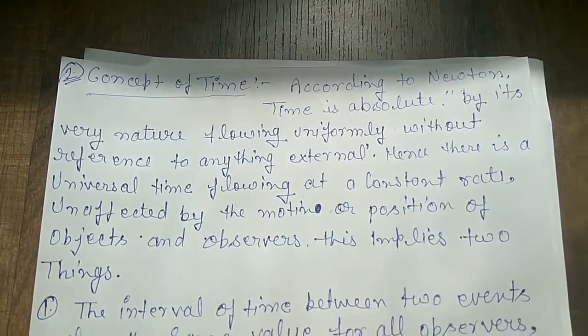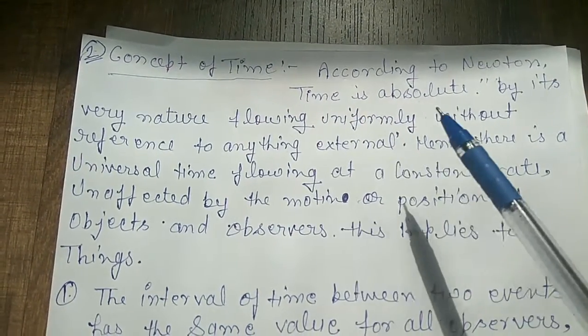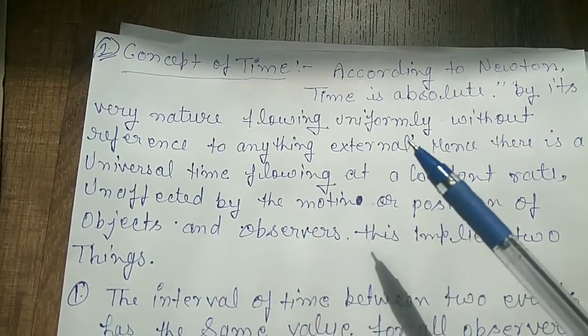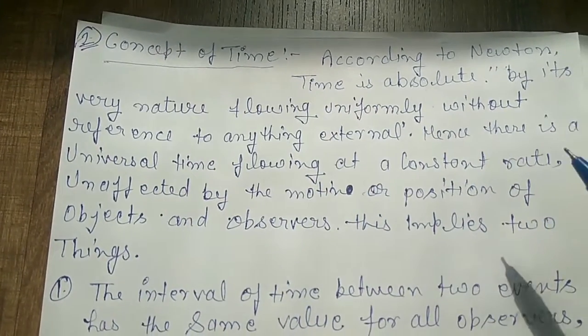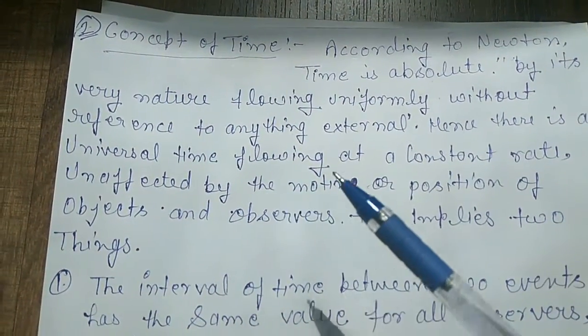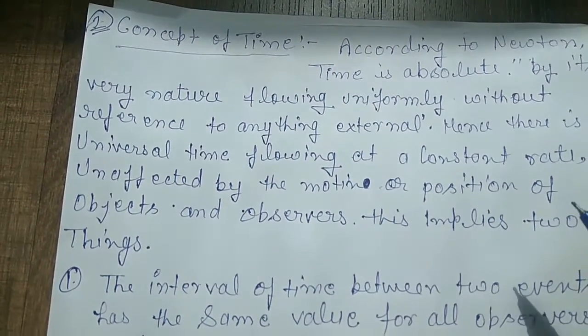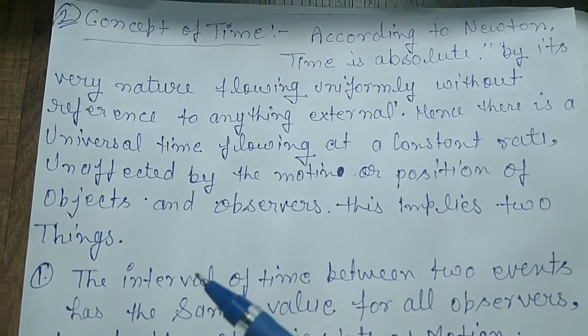Number 2, concept of time. According to Newtonian mechanics, time is absolute by its very nature, flowing uniformly without reference to anything external. Hence, there is a universal time flowing at a constant rate, unaffected by the motion or position of object and observer. This implies two things.